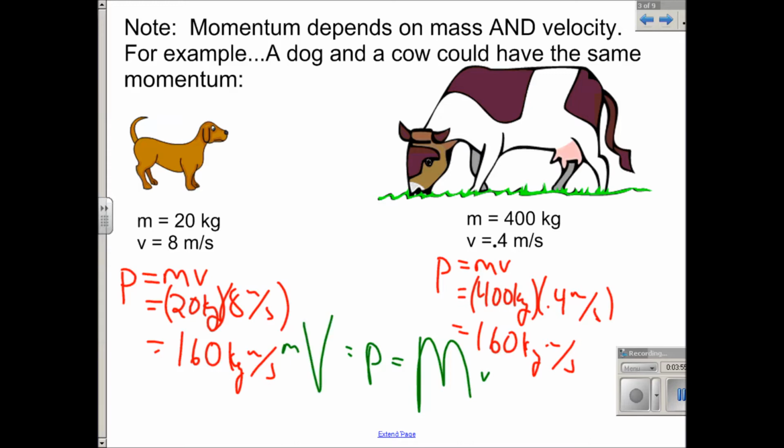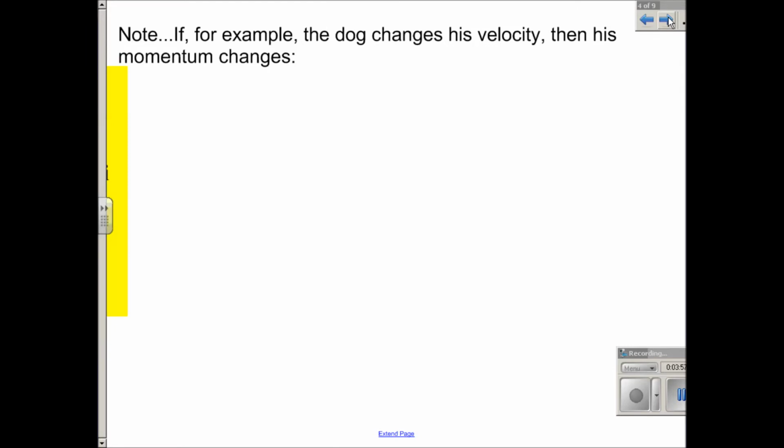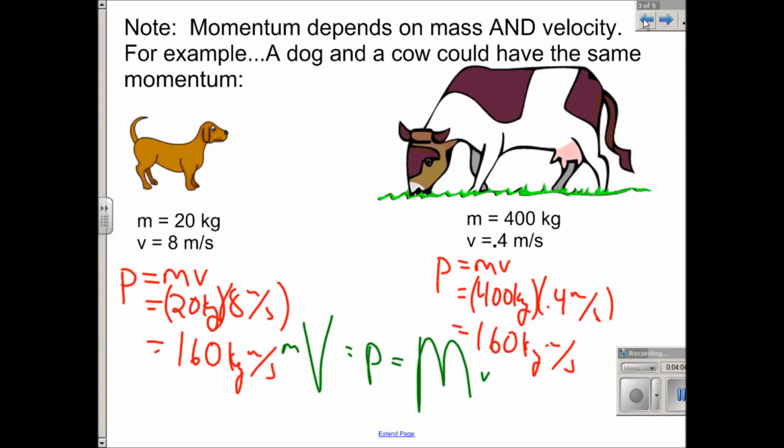It is worth noting, for example, that if the dog changes his velocity, his momentum changes. The dog's mass, realistically, is not going to change. The only thing that you can really change about an object is its velocity. So the only way that you can change momentum is by changing the velocity.